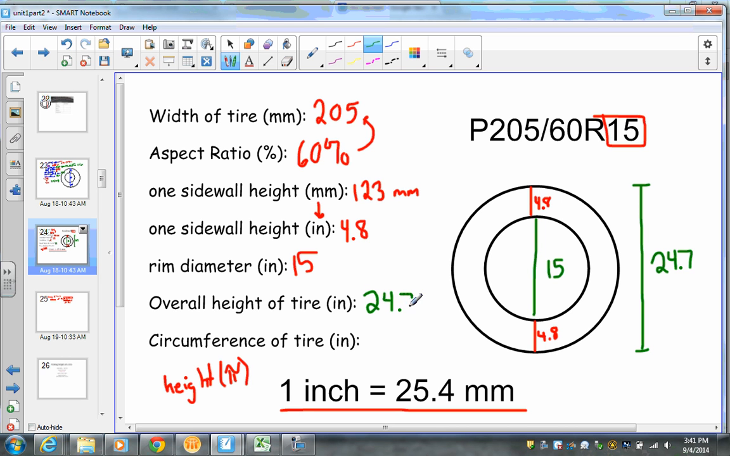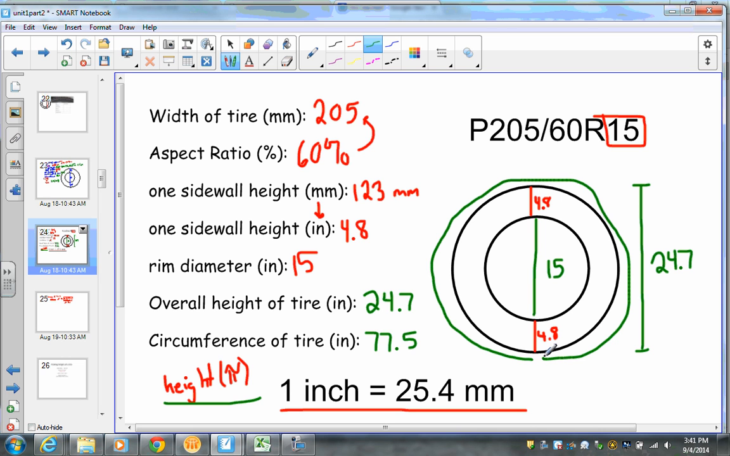The last thing is the circumference. I have my formula still right there: you multiply the height times pi, and I just used 3.14, and I got 77.5 inches. Once again, what that means is if I let the tire roll one full revolution, my car would have traveled 77.5 inches.